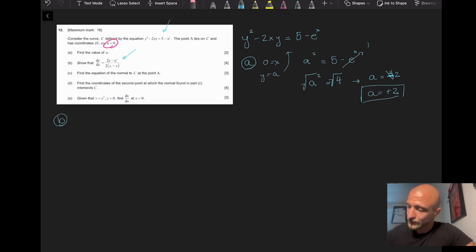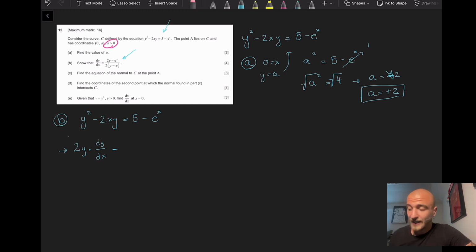Okay, so let's start. I'm going to rewrite the equation here so we have it. y squared minus 2xy is equal to 5 minus e to the x. Okay, so let's differentiate each one of these terms. The derivative of y squared we are going to write as 2y, because of the power rule, times dy/dx, because we don't know what y is at all. So we can't differentiate with respect to x, therefore we leave it as dy/dx. This is how implicit differentiation works.